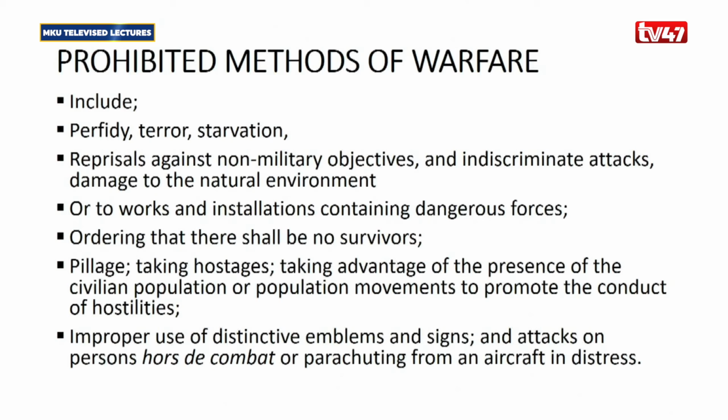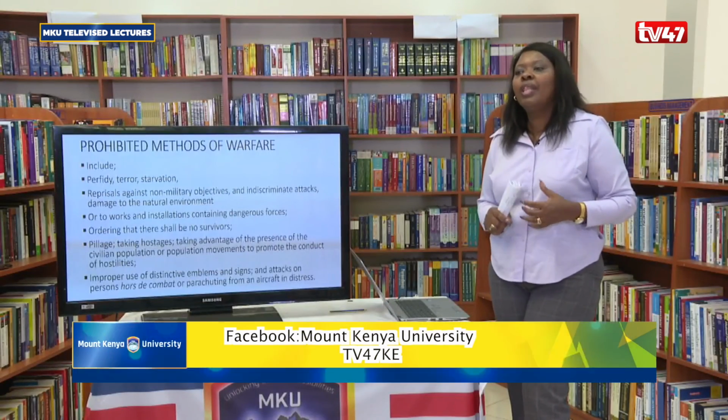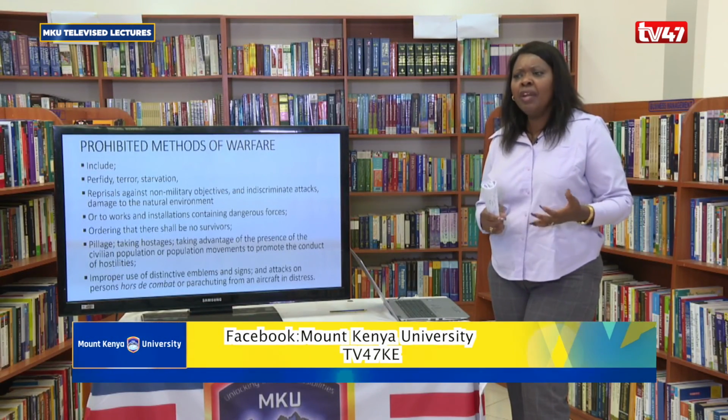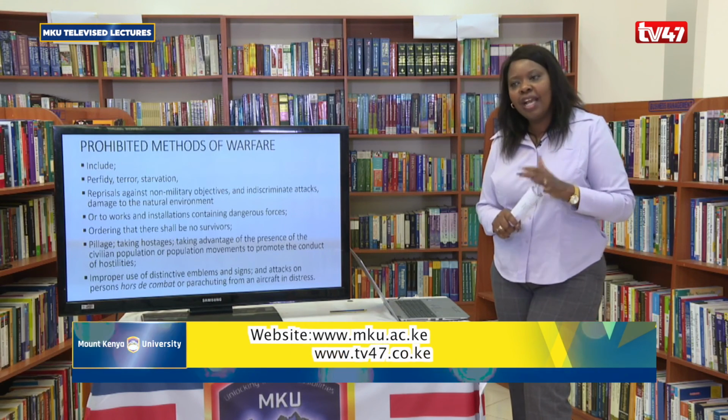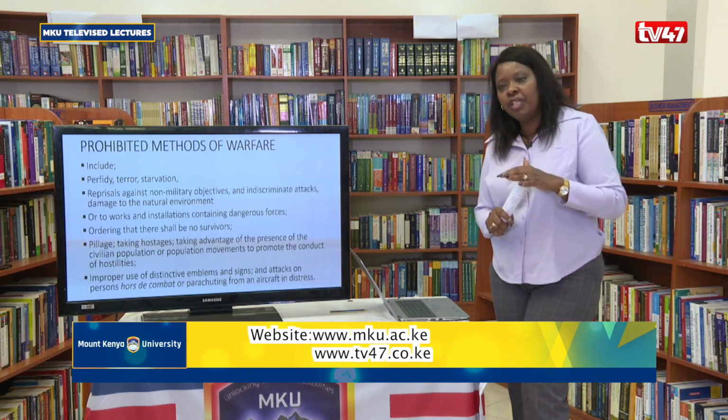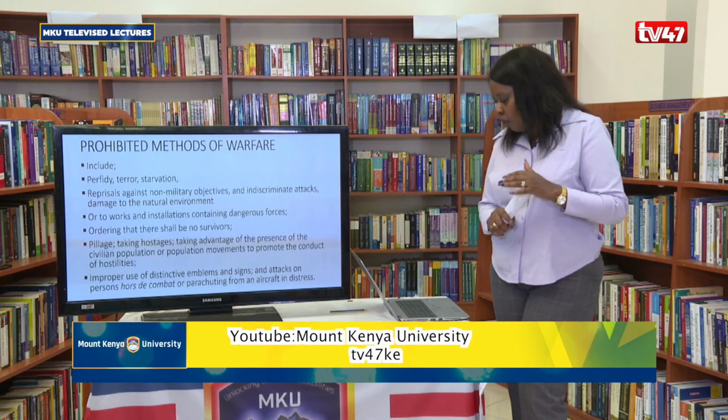You are also prohibited from attacking installations containing dangerous forces. I'm thinking of a situation where you attack an industrial area with many chemical factories, and the point is to have a fire that just wipes out the whole area. That is actually prohibited. Also installations like Kenya Power and the water supplies are protected. What is also prohibited is ordering that there shall be no survivors. We've seen situations where the US has been in some trouble when they go to some areas and kill everybody in the village. That is against international humanitarian law, and one can be sanctioned for war crimes.